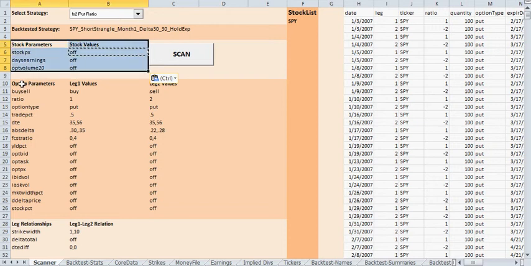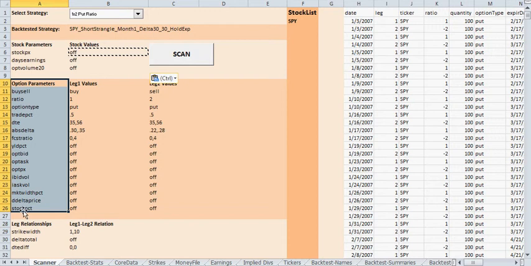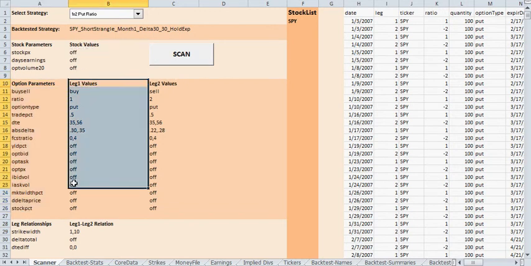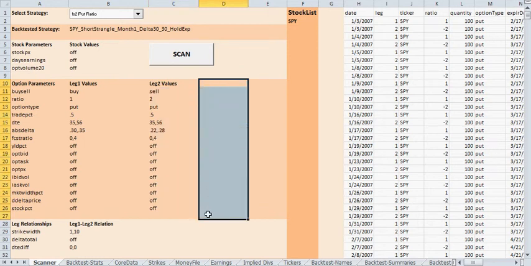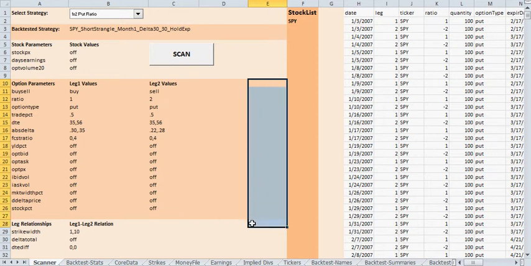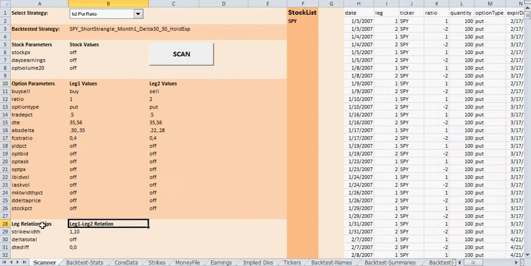Let's go down to the option parameters here. Now you'll see that I have a leg 1 and a leg 2 for this strategy. If there were 3 legs, like in a butterfly, there would be values here. If there were 4 legs, like in a condor, there would be values here. And you might also notice that there's a leg 1 versus leg 2 relationship that we'll talk about in a moment. So I'm going to set this up.